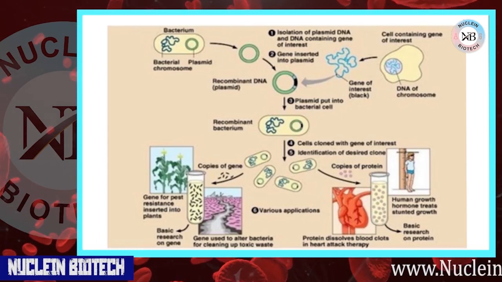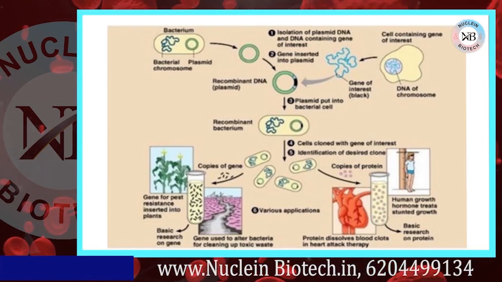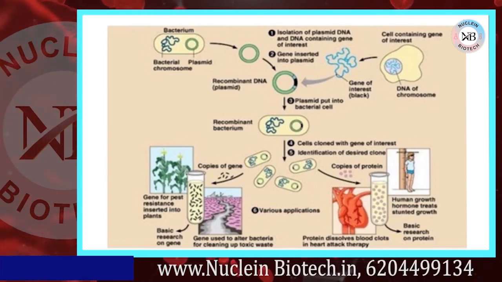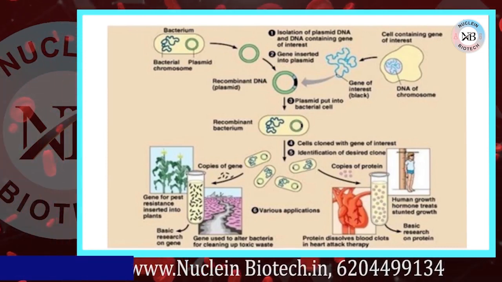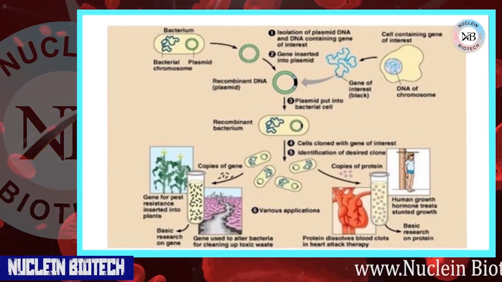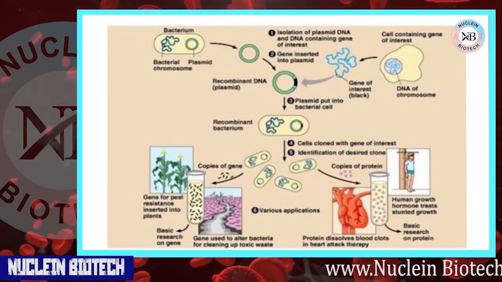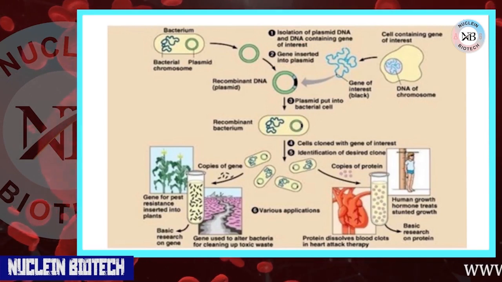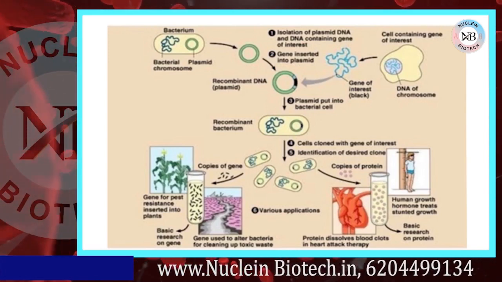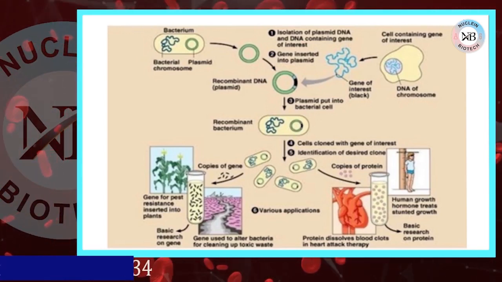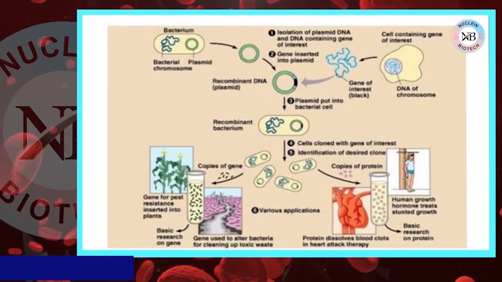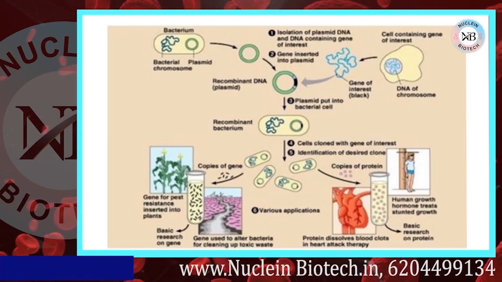Vectors are classified on the basis of our aim with the gene of interest, on the basis of the host cell used, and on the basis of the cellular nature of the host cell. Now, on the basis of our aim with the gene of interest, vectors are of two types: cloning and expression vector. And our topic is plasmid vector, and it is an example of a cloning vector only.